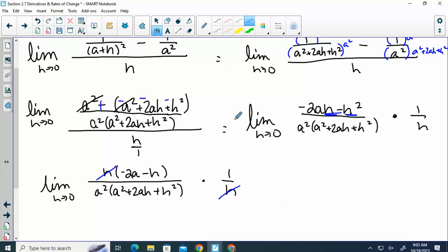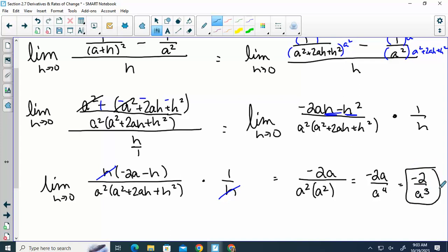At this point, we are no longer getting 0 on the bottom. So if we plug in 0 for all of our h's, we have negative 2a over a squared times a squared, and the rest of those terms would be 0. So if we reduce, we get negative 2 over a to the third.